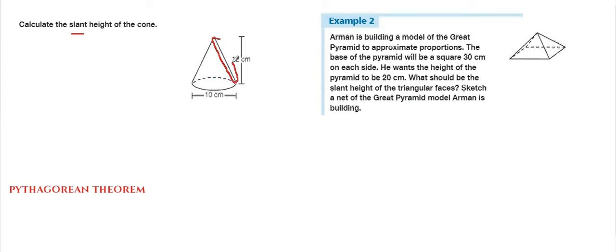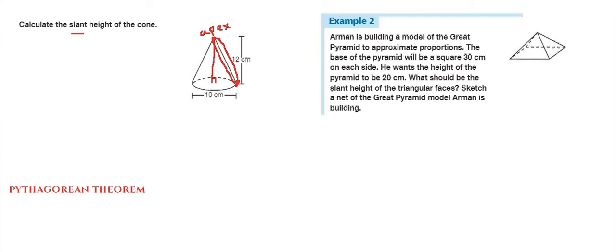Slant height is longer than what we usually just think of as the height, or perpendicular height, which is from the middle or the apex straight down at a 90-degree angle. That's going to be shorter. It's the quickest distance to the ground, whereas the slant height's the quickest distance from the apex to a side of the base here, right?